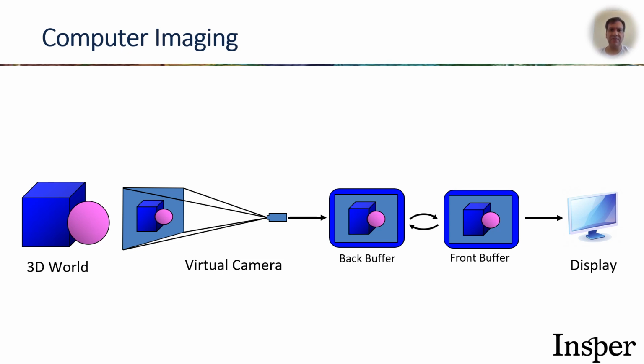Graphic cards have frame buffers to store these images. Typically, there is one front buffer and one back buffer for rendering. The front buffer contains what is currently being displayed, while the back buffer is where new images are drawn. This process is known as double buffering.